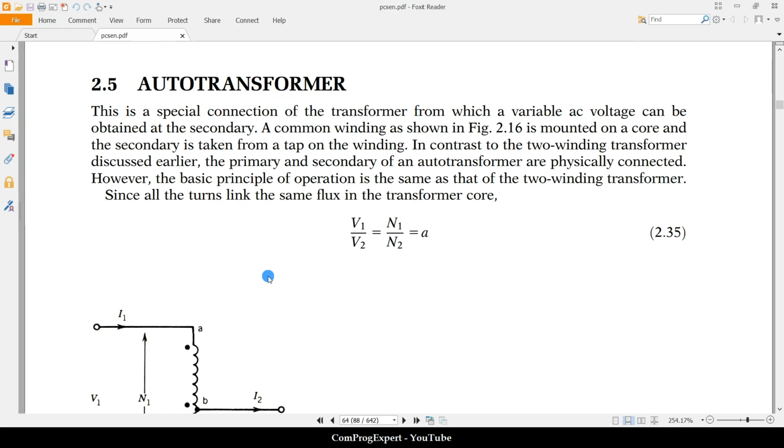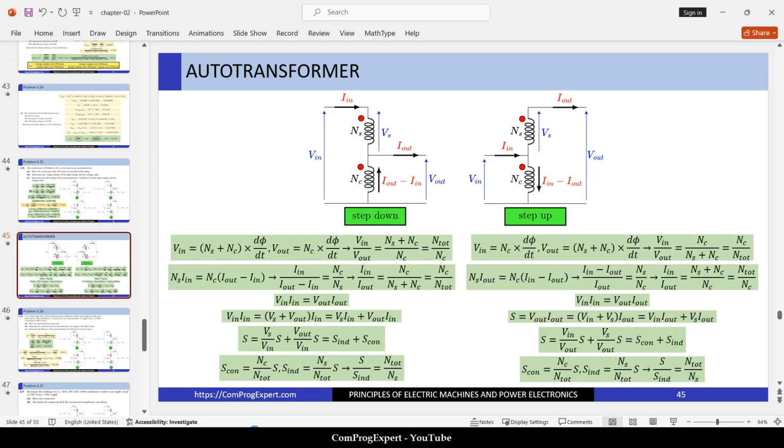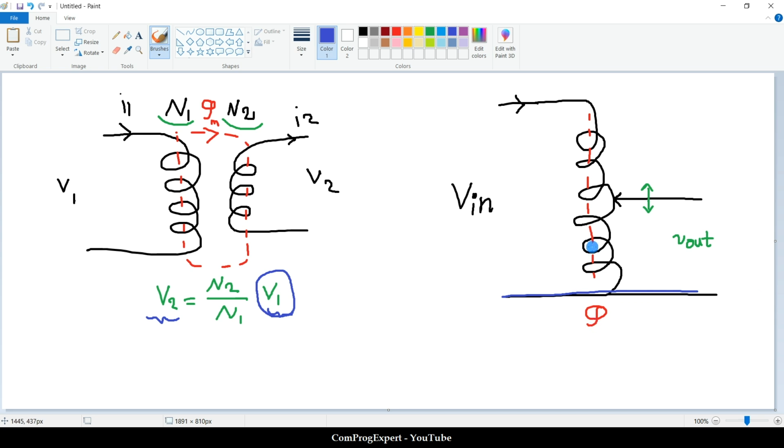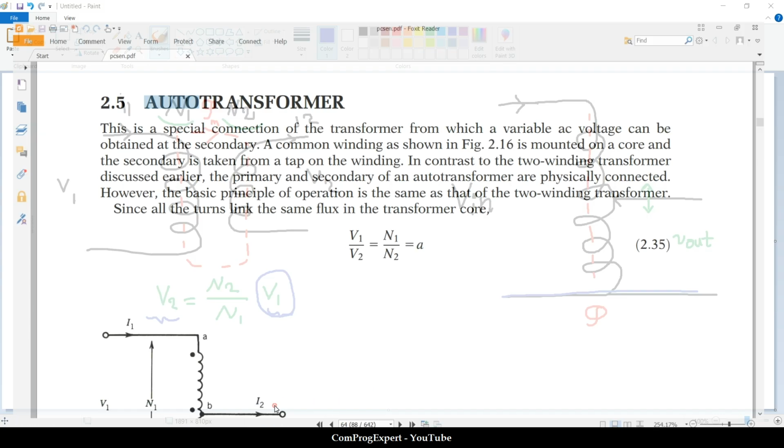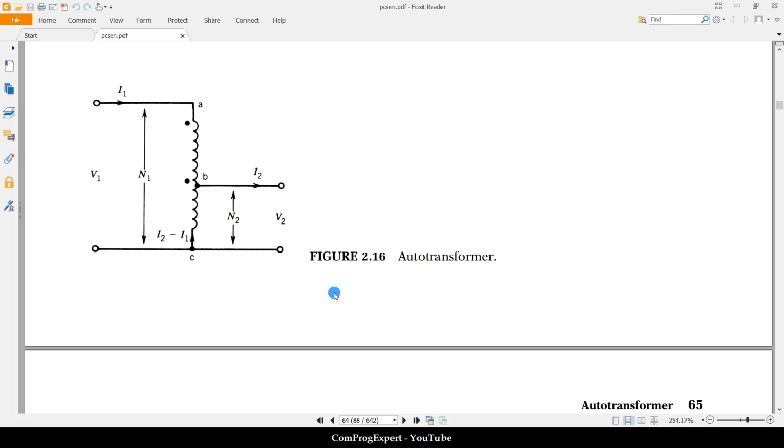Just one important point is this one. Auto means single or one, not automatic. Auto means a transformer with a single coil. Here we have only one coil. So auto transformer, a transformer with a single coil. Anyway, how can we find a relationship between V1 and V2 and I1 and I2?